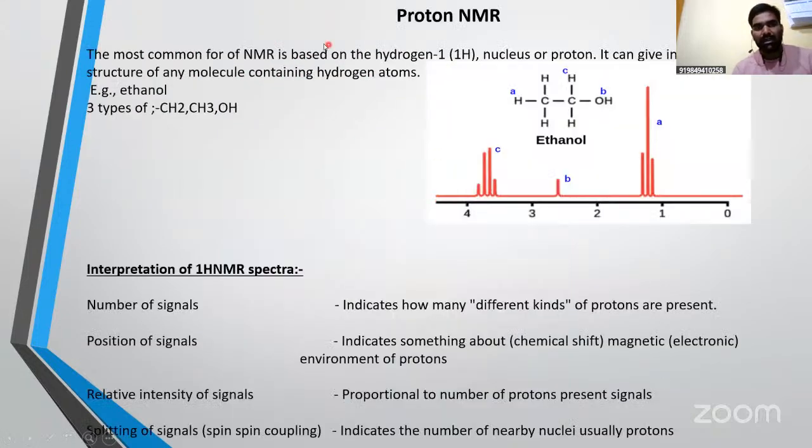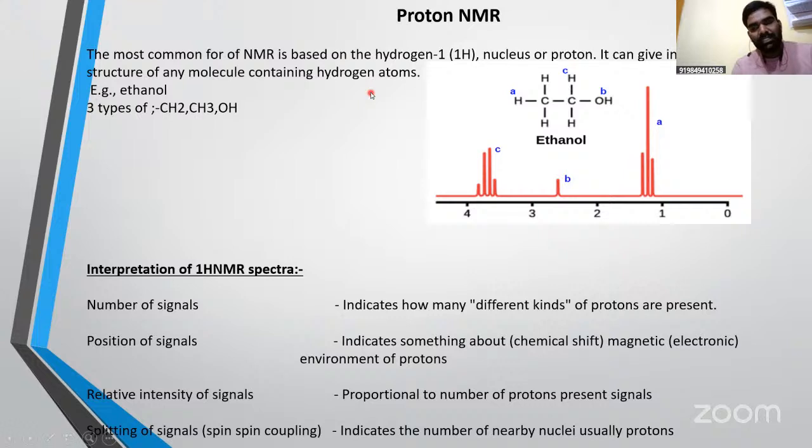Next one is proton NMR. Proton NMR, PNMR. The most common NMR is based on the hydrogen-1 nucleus, or proton. It can give information about the structure of any molecule containing hydrogen atoms. So this is the most common NMR. It is based on the hydrogen-1 nucleus, or proton.